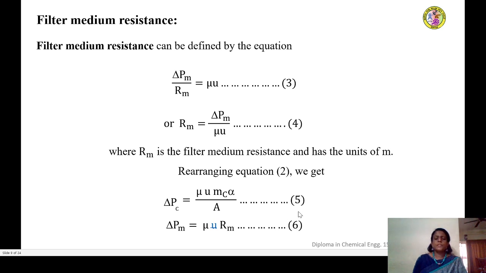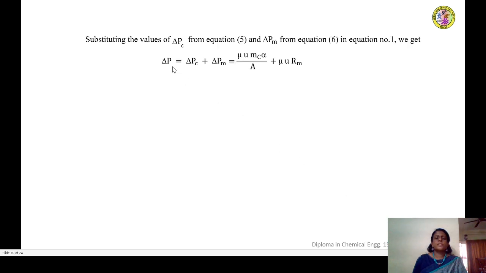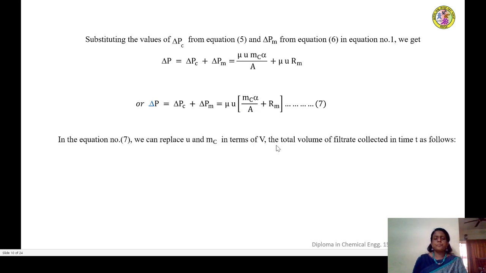Now we can substitute these two equations in equation number 1, which is delta P is equal to delta Pc plus delta Pm. Equation number 5 gives you delta Pc and equation number 6 gives you delta Pm. So mu U mc alpha divided by A plus mu U Rm. In this equation, the mu U term is common in both the terms on the RHS. You can take that outside and rewrite the equation like this. Delta P, that is equal to delta Pc plus delta Pm, is equal to mu U into mc alpha divided by A plus Rm.